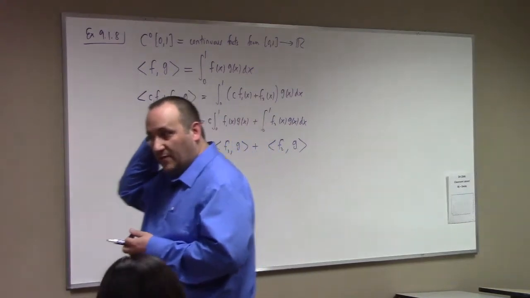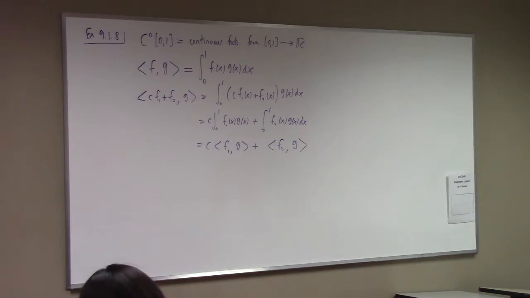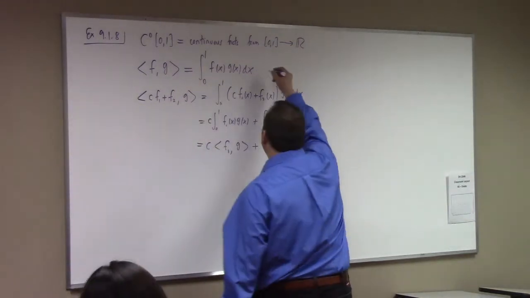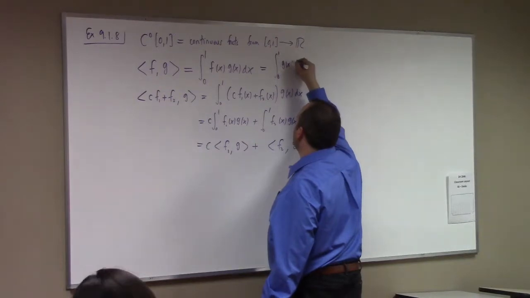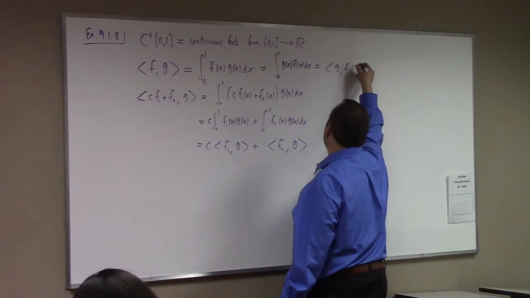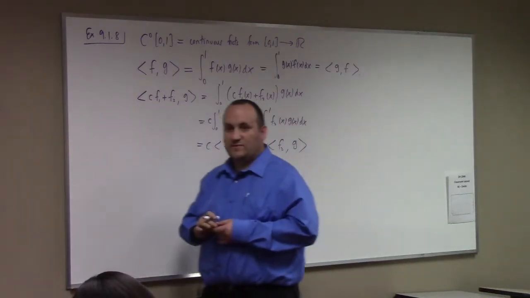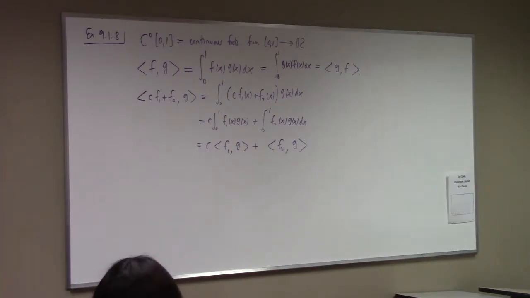Because a and b we can summarize as basically linearity of the first slot, the first entry in the inner product. How about symmetry? Symmetry is almost obvious. This is equal to the integral from 0 to 1 of g of x f of x, which, by the way, is g comma f. So there you go, symmetry. So what's left? To prove that that's an inner product on the set of continuous functions, we also need part D.